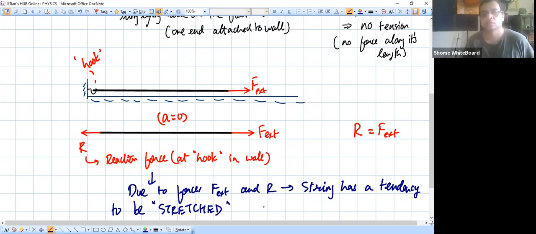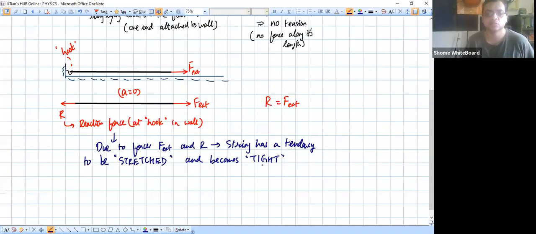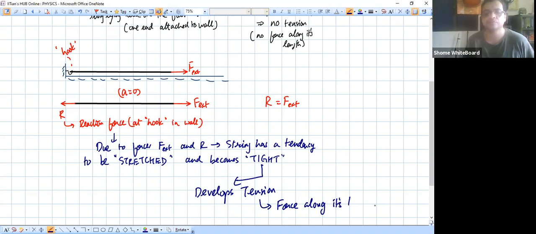And it becomes, what we understand as, a tight string. So once it becomes tight, it develops an internal force along its length. Once it becomes tight, it develops tension, which is a force along its length. Okay.